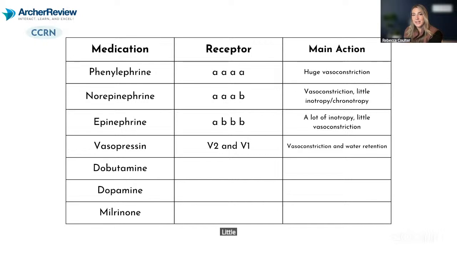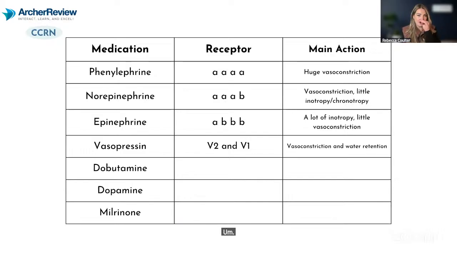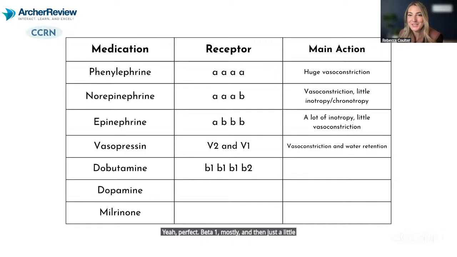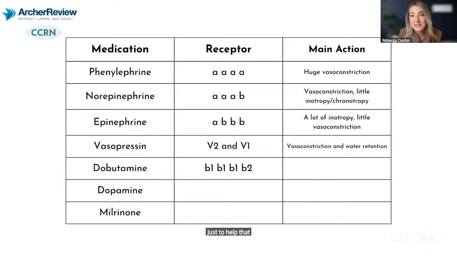Little hint, we're getting into more of an inotropic world. A lot of people call epinephrine an inopressor. These next three are more pure inotropes. Beta 1 mostly, and then just a little bit of beta 2, meaning we're getting a little bit of that vasodilation that can occur just to help with afterload for the heart, to make the beta 1 effect go even further.